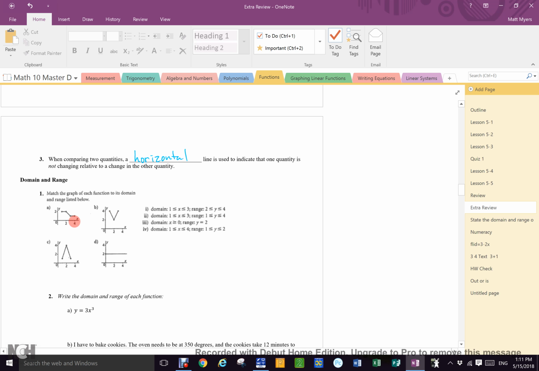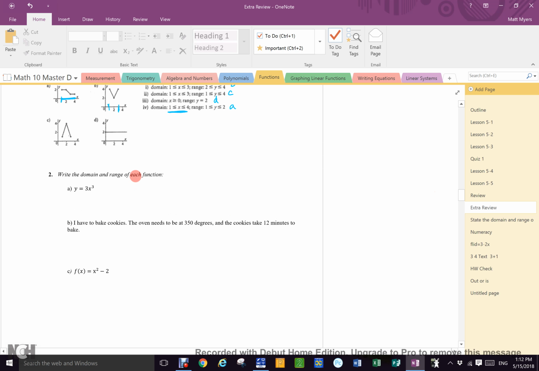Domain and ranges here. So the domain of this one is 1 to 4. And so I've got to find over here, I need a domain of 1 to 4. Oh, there it is right there. So this is A. B, 1 to 3. Closed dots. 1 to 3 and 1 to 3. Oh, there's 2 of them there, so I better check the range. 2 to 4. Oh, there it is. There's B. This one is 2 to 4. Or, sorry, 1 to 4. So that one must be C. And then that one's D.